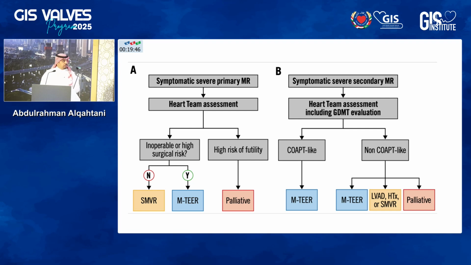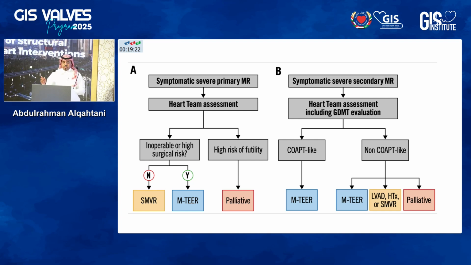So in summary, in terms of how you approach your patient with severe MR, if it's primary MR, you would definitely have the hard discussion. If a patient is inoperable and at high surgical risk, then you could consider TEER. If they are not and you could offer them surgery, then surgery is the best option. And if the futility is high risk, then palliative care.